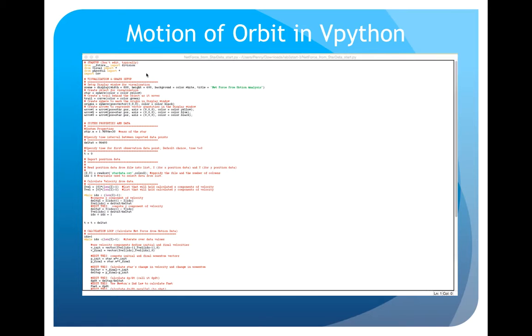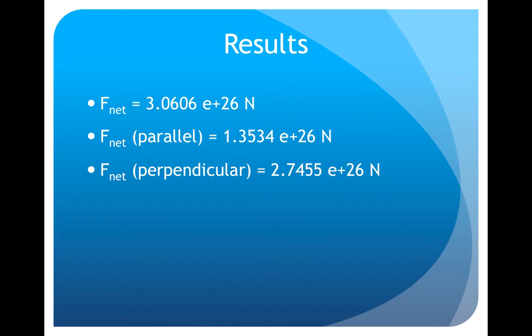Despite the arrows glitching and not moving, the code actually did calculate these components, shown here, with the total net force being equal to 3.60606 e to the 26 newtons, and the parallel net force being equal to 1.3534 e to the 26 newtons, and the perpendicular net force component being equal to 2.7455 e to the 26 newtons.